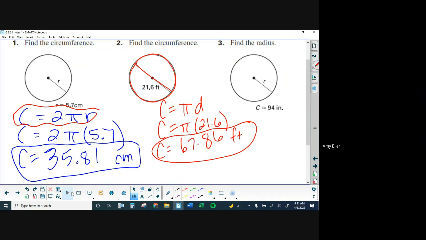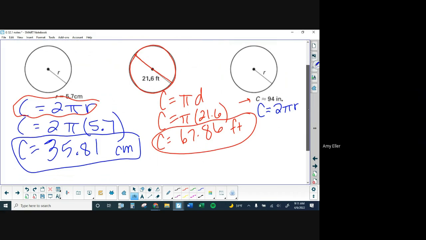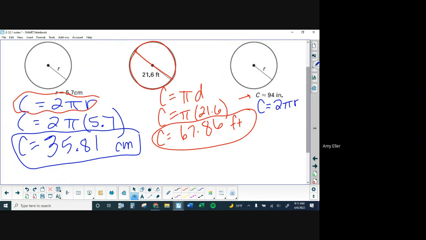Number 3, notice it says find the radius. You've been told the circumference. You still need to start with a formula. Circumference equals 2 pi r. Since I know the circumference, I put the 94 on that side. Think of basic algebra. If I want to know the radius and it's being multiplied by 2 pi, wouldn't I just divide by 2 pi? Yes.